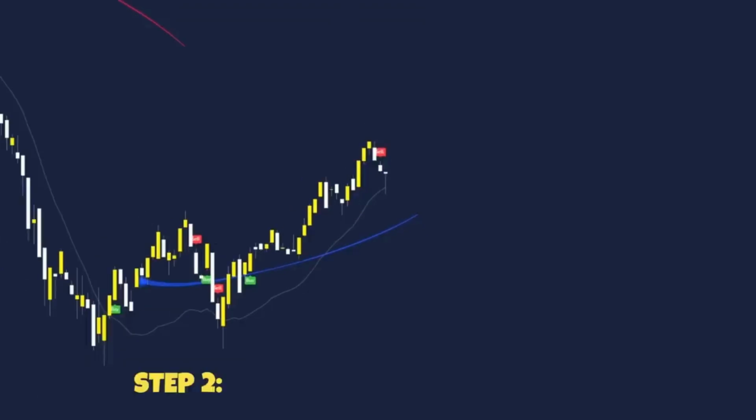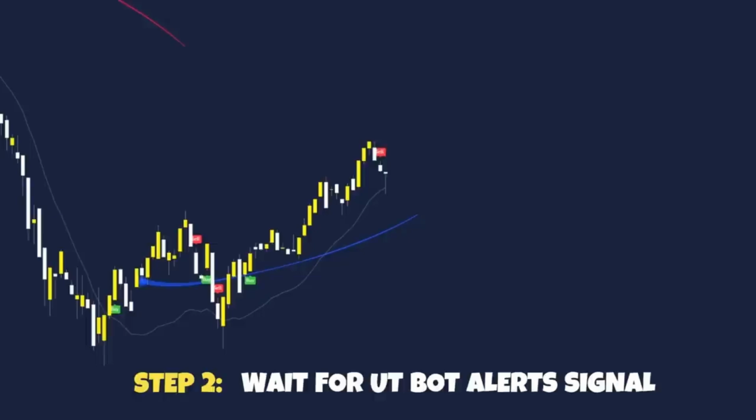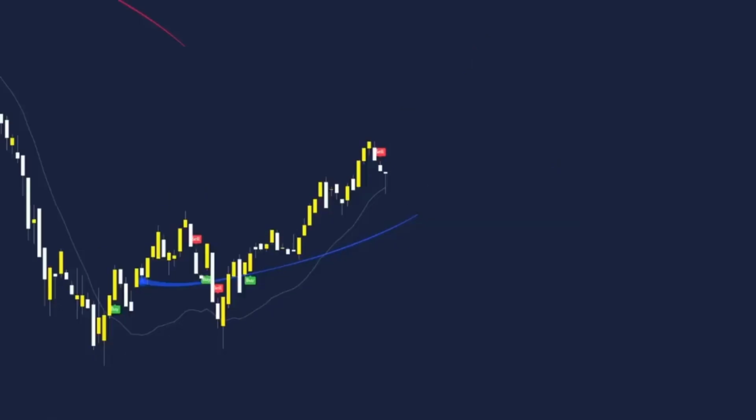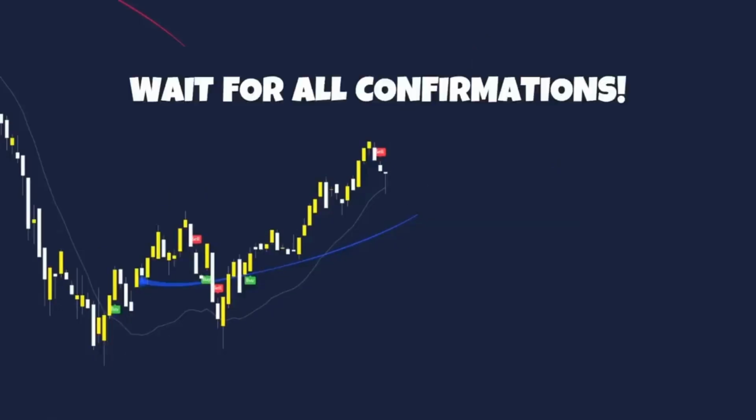Step 2 for this strategy is to wait for a UT Bot Alerts indicator to paint. This is the red and green buy and sell labels, but we can't just enter any buy and sell that we like. We have to wait for a couple more things to set up first.